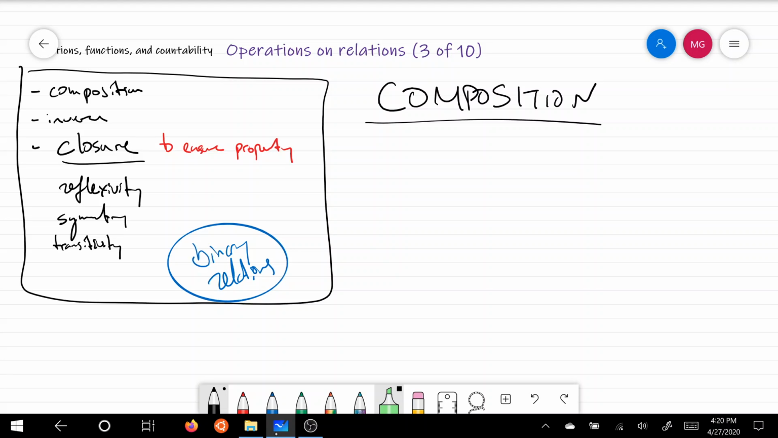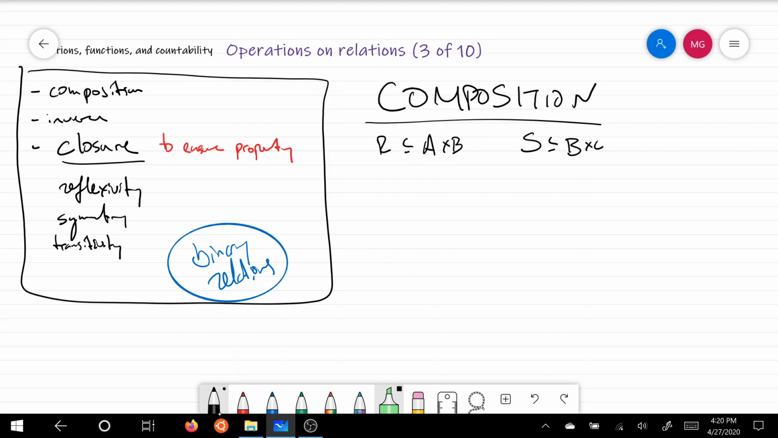Okay, so the core idea of composition is that it lets us take two relations and stitch them together. So if we have a relation R between types A and B, and another relation S between types B and C, then their composition will relate A and C. That's sort of the stitching together.